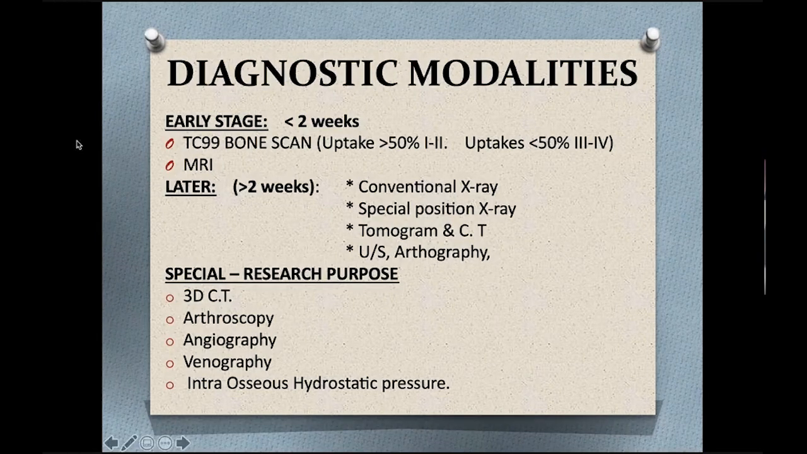But when the disease has progressed more than 3 to 4 weeks, then it appears on the X-ray, and in X-ray with special positions. Sometimes we do the tomogram, but more commonly the CT tomogram. Some people do ultrasound, which helps to show the fluid inside or hypertrophy of the synovium. Arthrograms are also done for early stage diagnosis. But when the disease is established, and for research purposes, people do 3D CT scan, arthroscopy, angiography, venography, intraosseous hydrostatic pressure measurement. So these are the tools which we use, and I will show you in detail in the last few slides how they appear and how they show the diagnosis of Perthes.